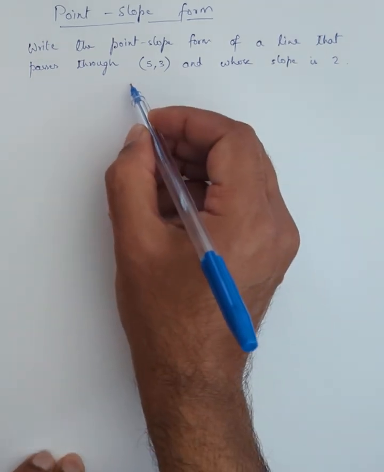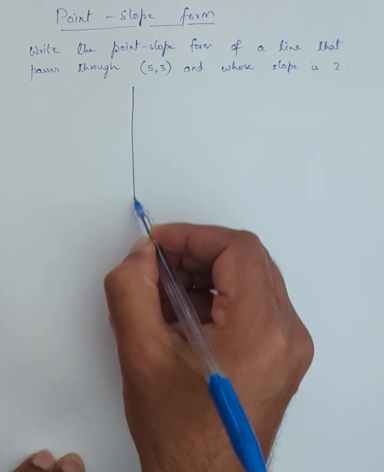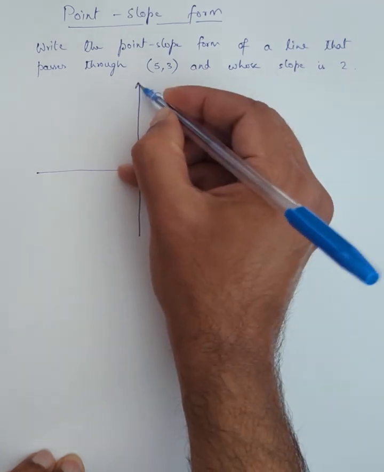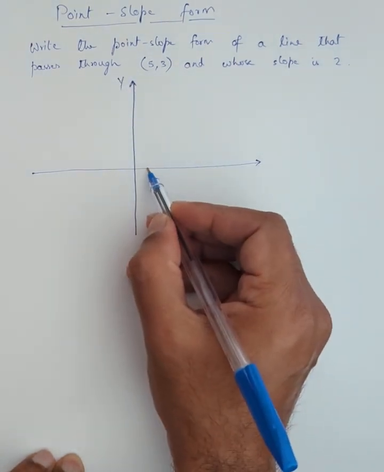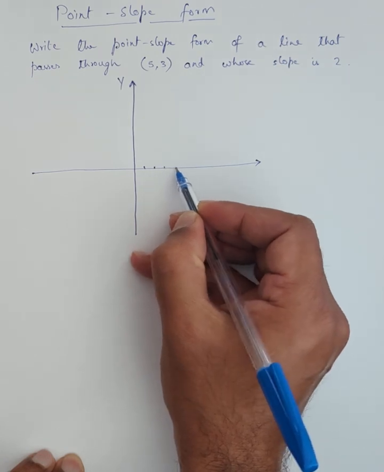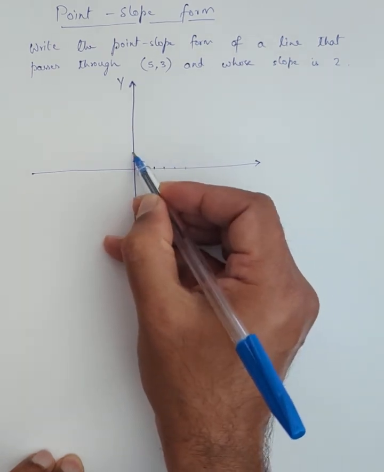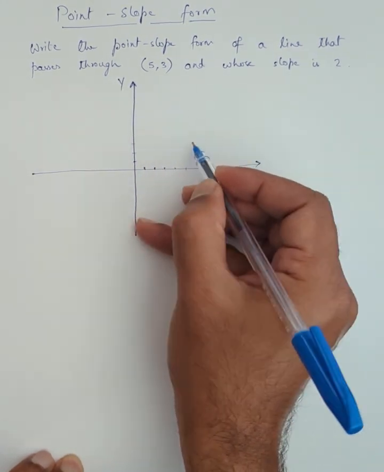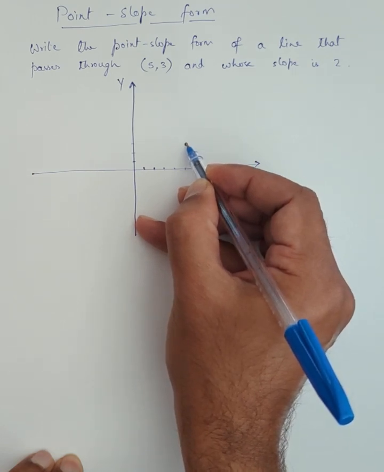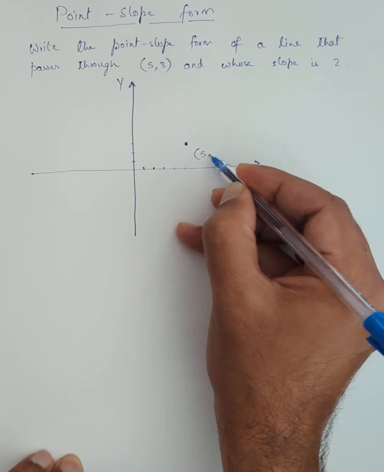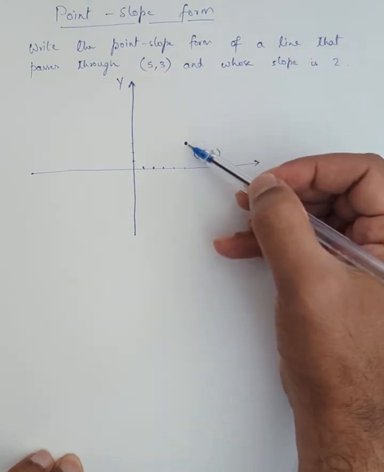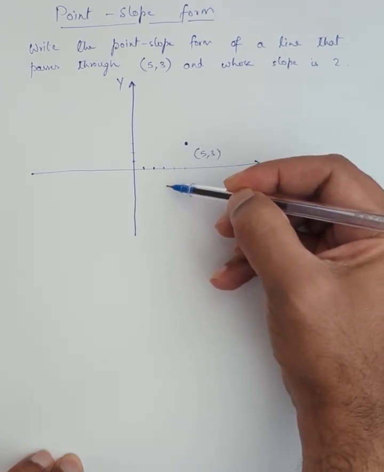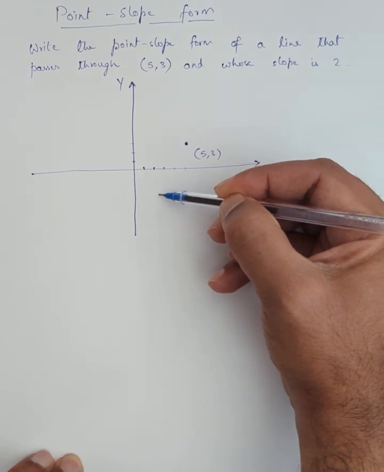So from this information, I'm going to draw my coordinate axis, the x-axis and the y-axis. On a graph paper, the grid would be given. So 5, 3 is somewhere here. So this is the point 5, 3. And so the line passes through this point and it has a slope of 2. So let me go ahead and draw a line.